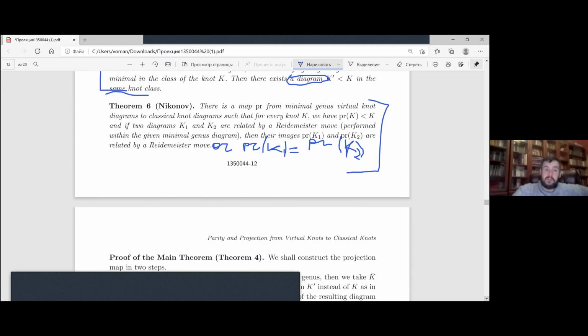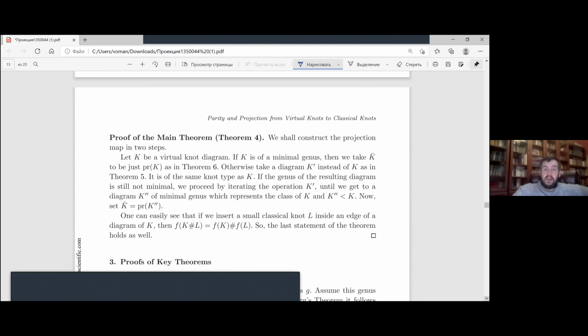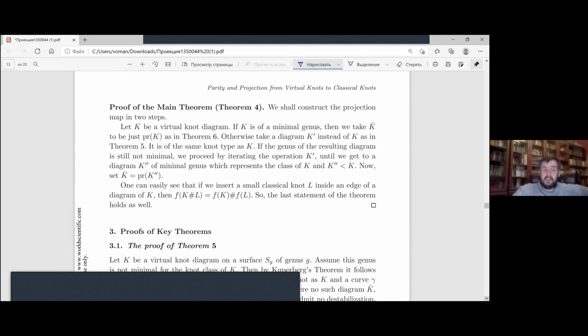And now I'm ready to derive theorem 4 from theorems 5 and 6. Now I'm ready to get the main theorem from theorems 5 and 6. And the idea is very easy. We construct a projection in two steps. One step is to project to the minimal genus, and the other step, having a minimal genus, is to project uniquely. So two steps.